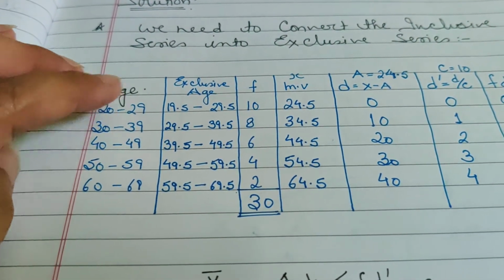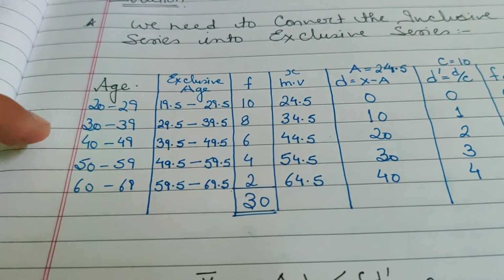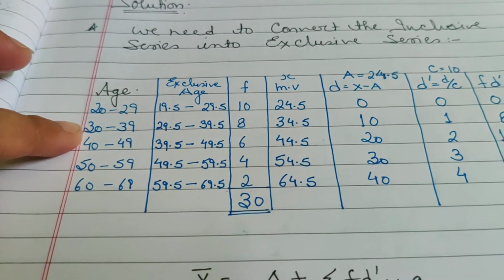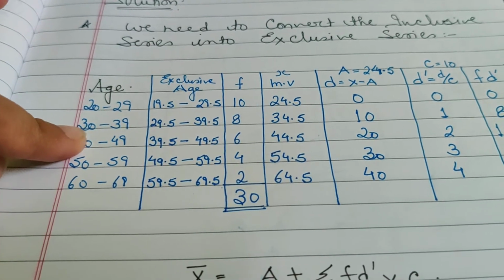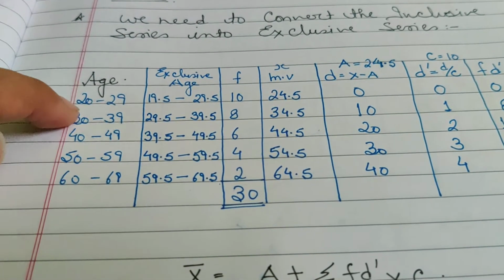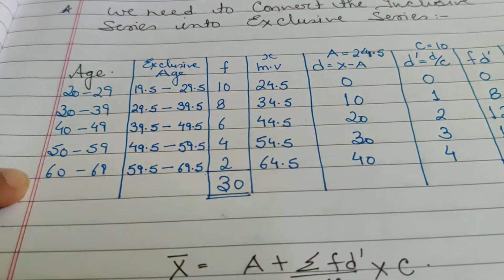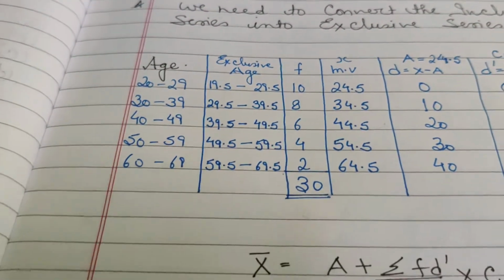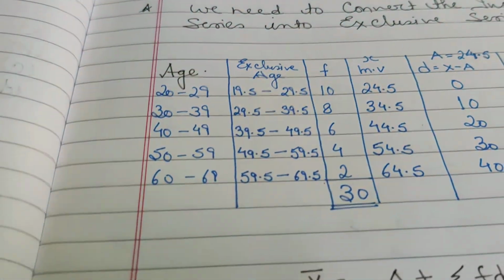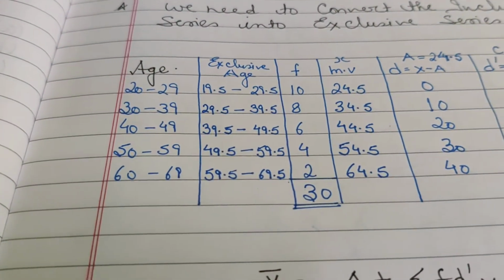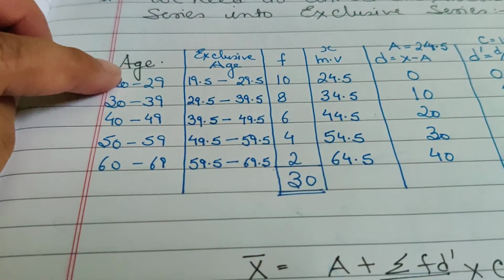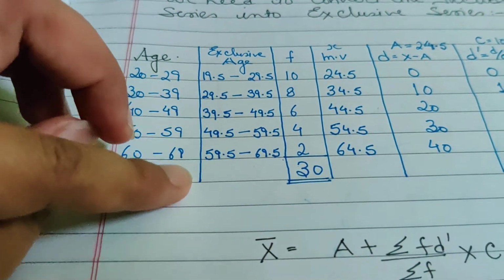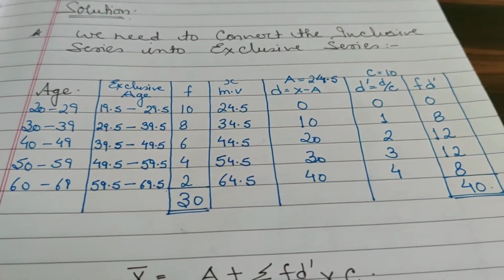Children, again I am explaining: the difference between the upper limit of the previous class and the lower limit of the subsequent class is divided by 2, and whatever number comes, we subtract it from the lower limit and add it in the upper limit. So here the difference between 29 and 30 is 1, and when we divide it by 2 we get 0.5. So 0.5 will be subtracted from the lower limits and 0.5 will be added in the upper limits. Right?